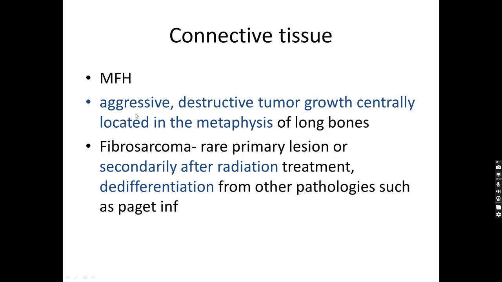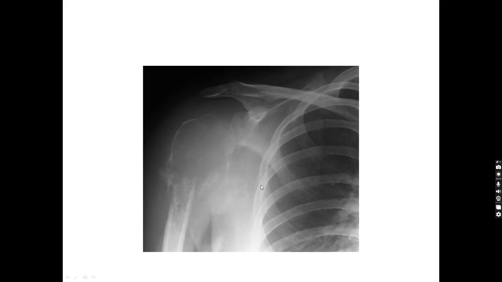Then connective tissue, in that we have fibrosarcoma, malignant fibrous histiocytoma. They will have a non-specific aggressive destructive type of lesion, and this is a shoulder radiograph showing a lytic destructive lesion of proximal humerus with wide zone of transition, cortical break, cortical destruction, fracture, soft tissue mass. Obviously, the differential diagnosis will be metastasis in adult patient.